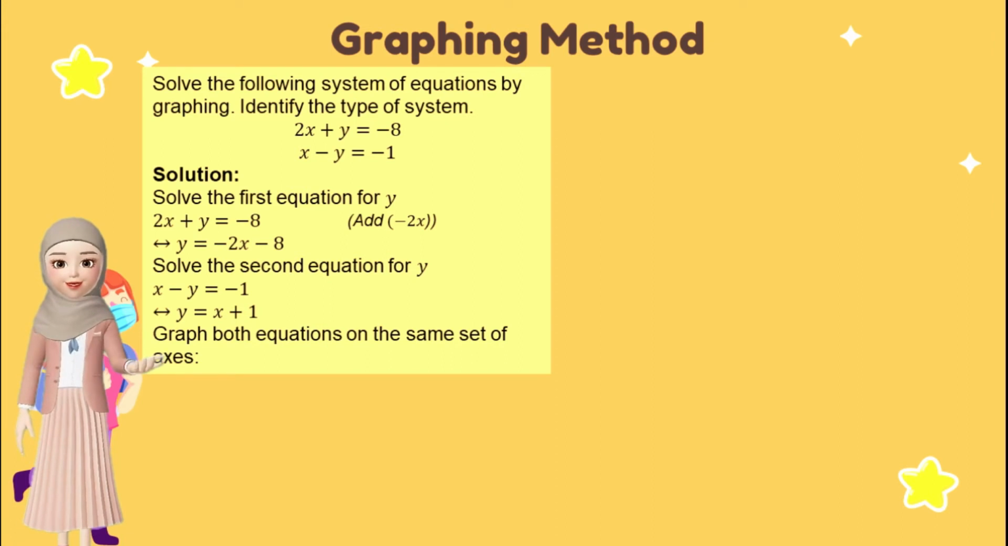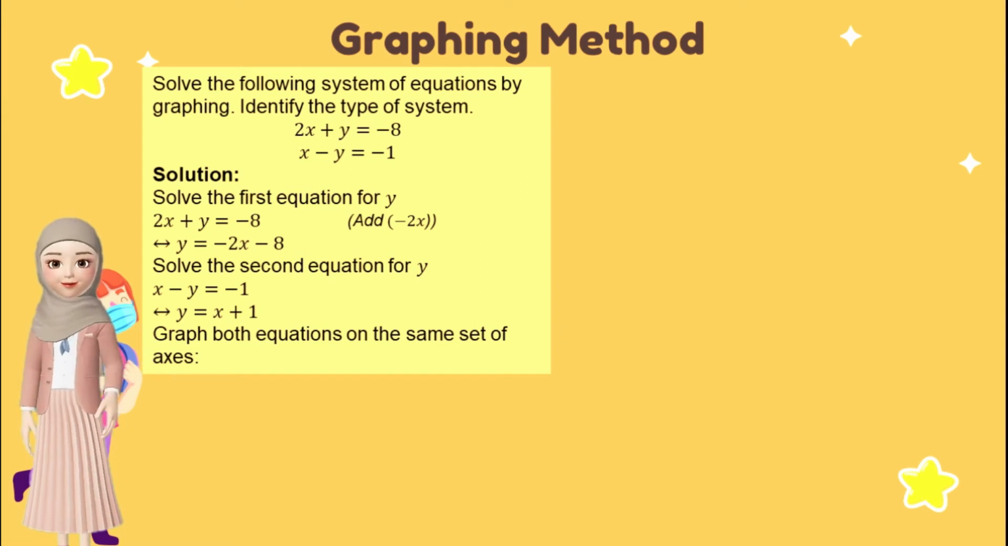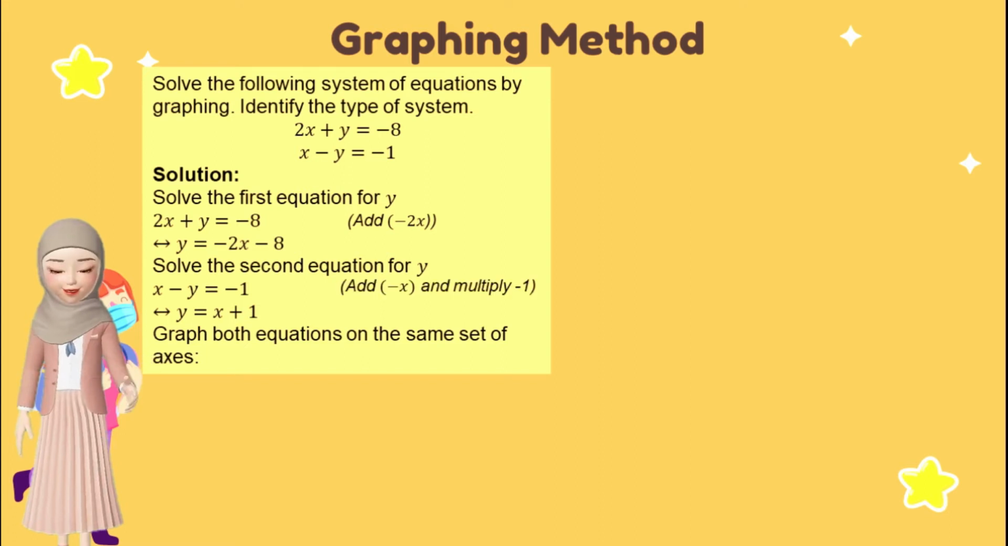Next, solve the second equation for y. We write the equation again. X minus y equals minus 1. Add minus x and multiply by minus 1, we get y equals x plus 1. Graph both equations on the same set of axes.